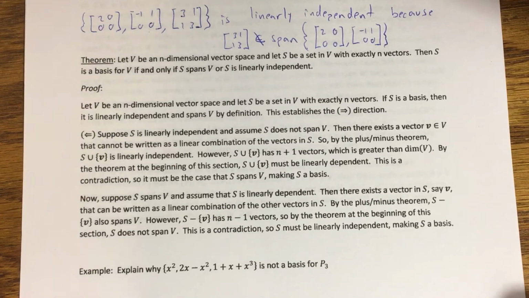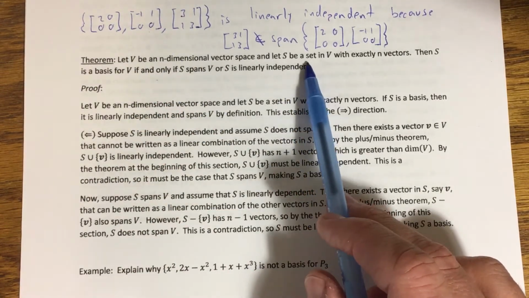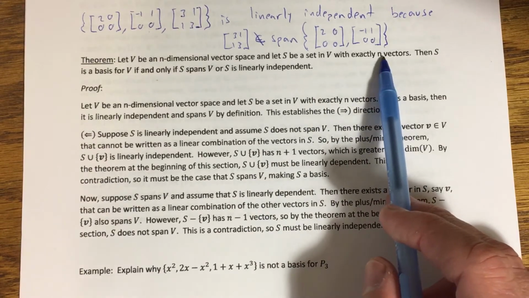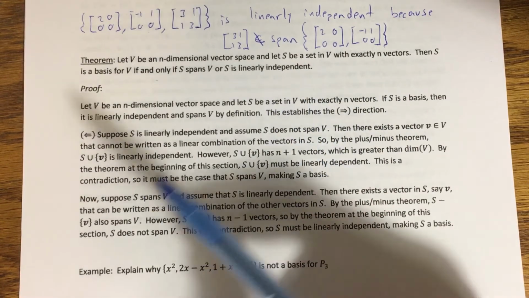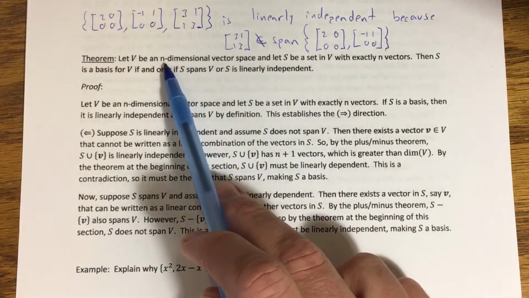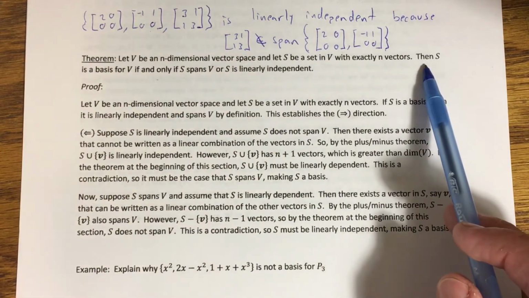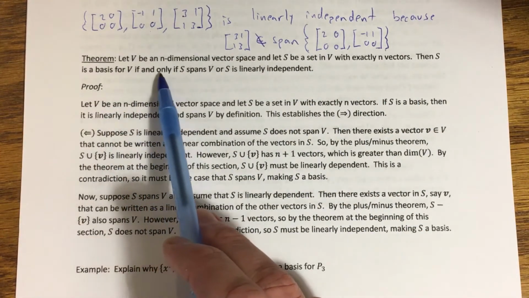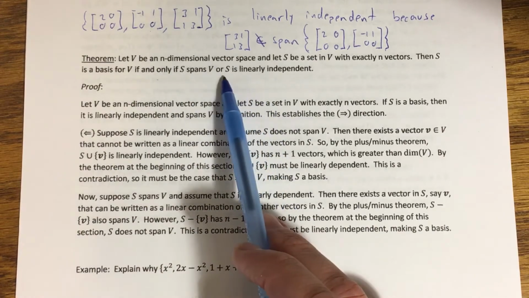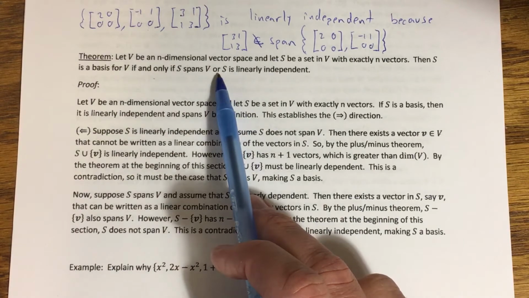So another theorem here says, again, we're working with a finite dimensional vector space, in particular an n-dimensional vector space V, and we're going to let S be a set in V that has exactly n vectors. So that means S is a candidate to be a basis here. It has the correct number of vectors corresponding to the dimension of that vector space for it to possibly be a basis. It says then S is a basis for V if and only if S spans V or S is linearly independent. Notice the word "or" instead of the word "and."